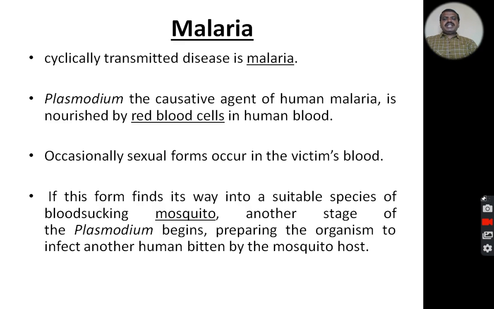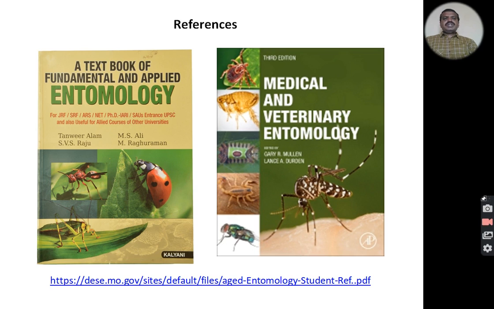If this form finds its way into a suitable species of blood-sucking mosquito, another stage of Plasmodium begins, preparing the organism to infect another human being bitten by the same mosquito. So this is all about the vectors of Diptera, and these are the reference materials along with the link.